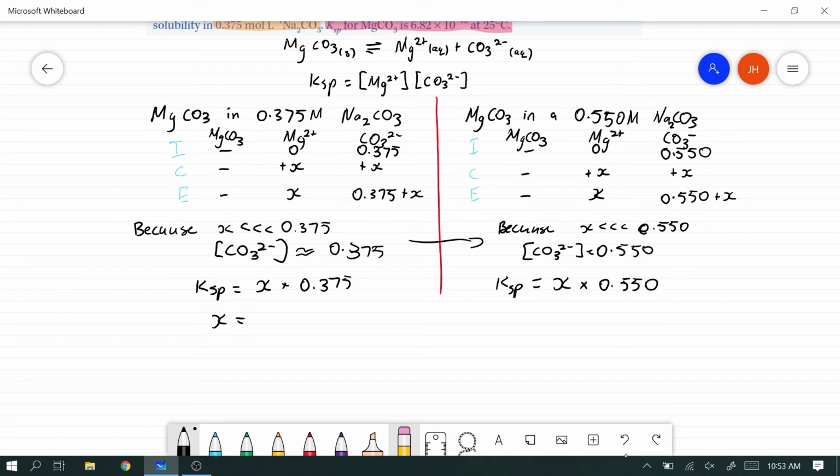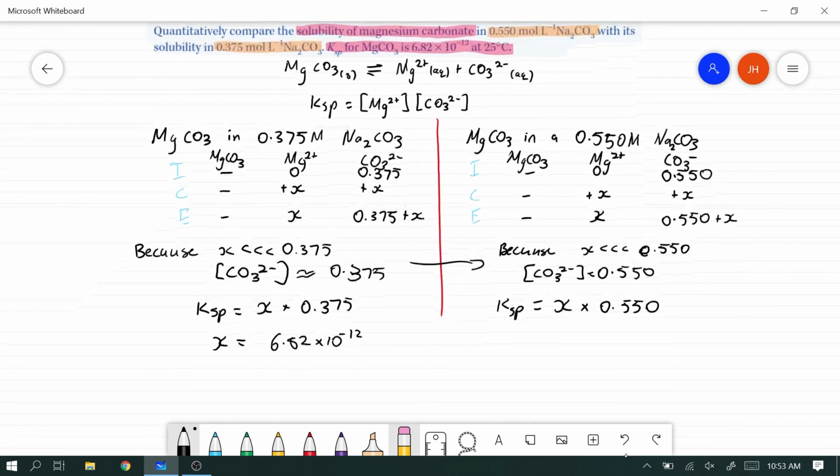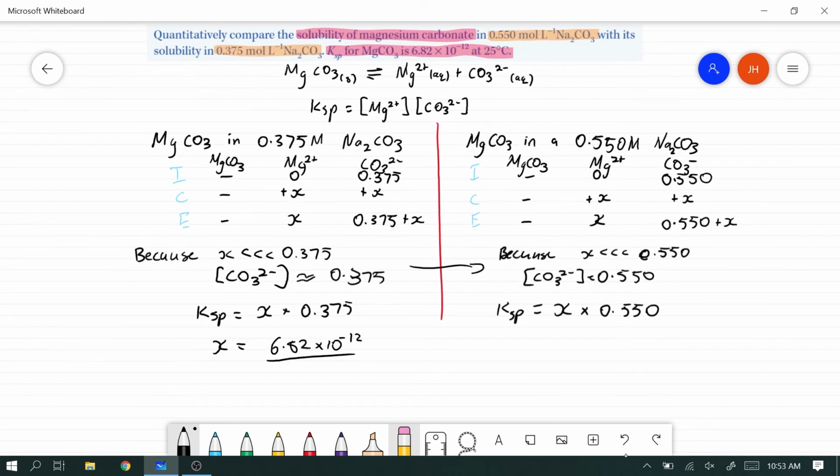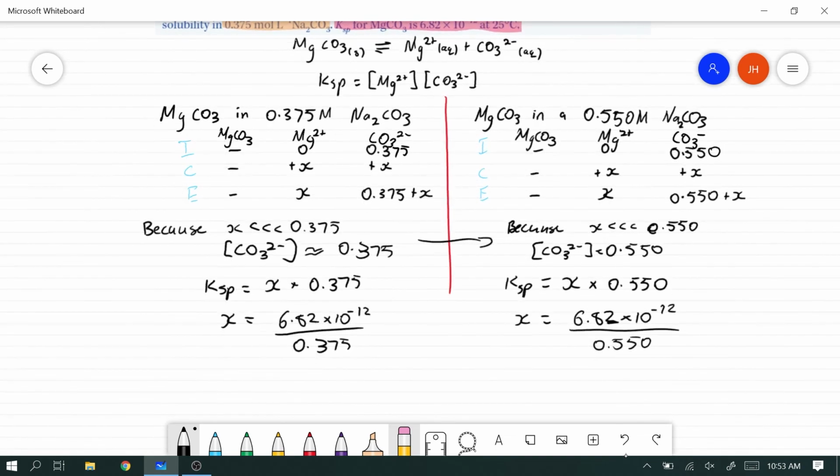That's going to be our KSP, which is 6.82 times 10 to the neg 12. That's just come from our data at the top. We're dividing that by our concentration of carbonate, 0.375. Very similar over the other side. The only difference is going to be the concentration that we're putting in on the bottom, 6.82 times 10 to the neg 12 over 0.550. So let's get that into our calculators and get our final answers.